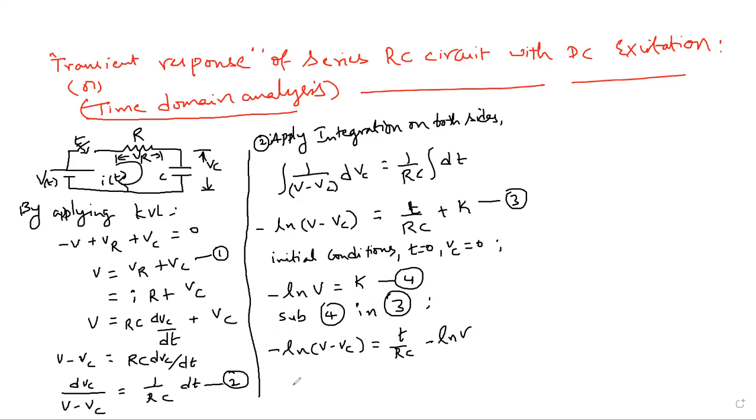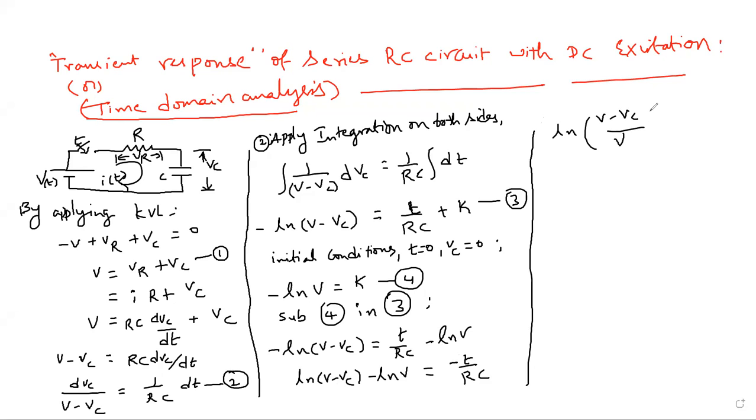We will keep both logarithms in one place: ln of v minus vc minus ln v is equal to minus t by rc. Very good. Now how can I replace it? ln A minus ln B is ln A by B, equal to minus t by RC. So shall I remove the logarithm?